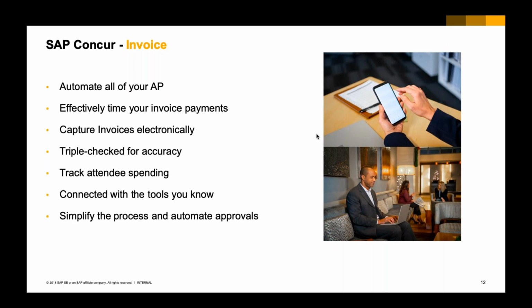And the final point there is simplify the process and automate approvals. So when employees request purchases, they're quickly validated against your purchasing policies and routed for approval, which means managers can approve from the SAP Concur mobile app. You can even set up workflow options for several levels of approval, plus complex coding and allocations across departments.